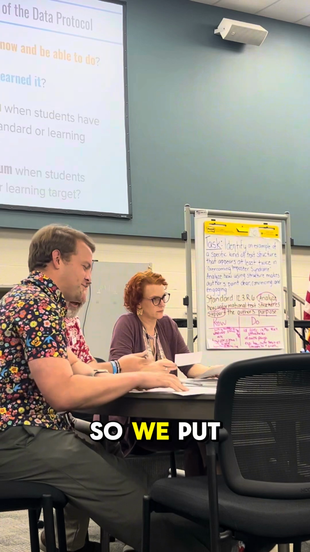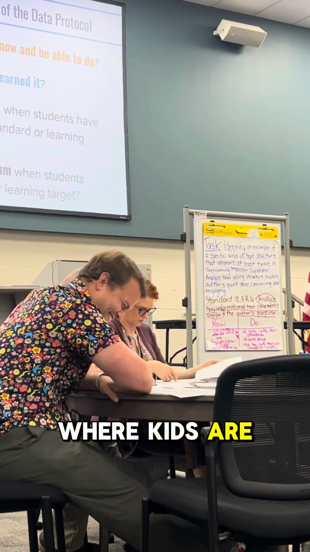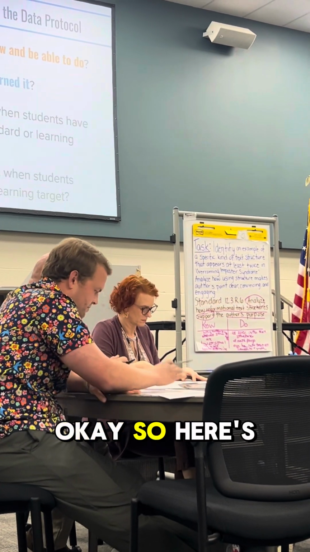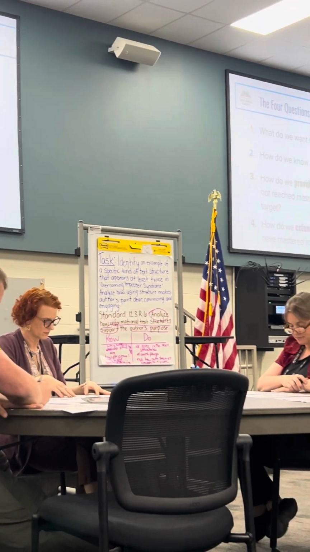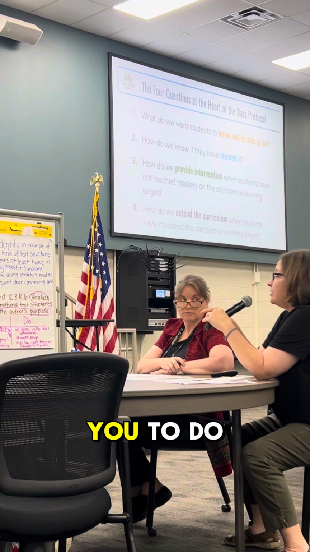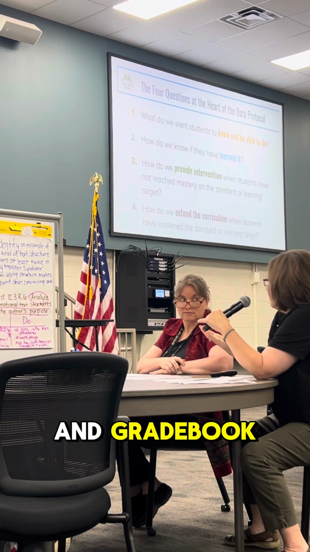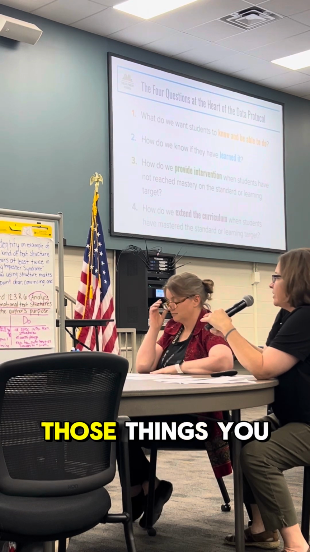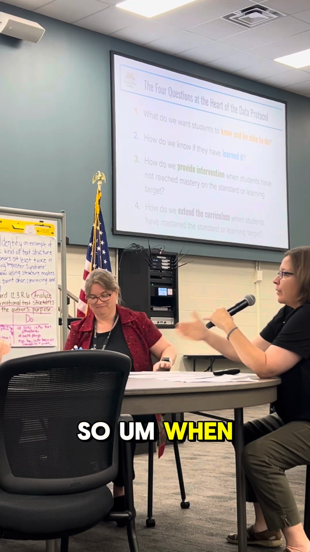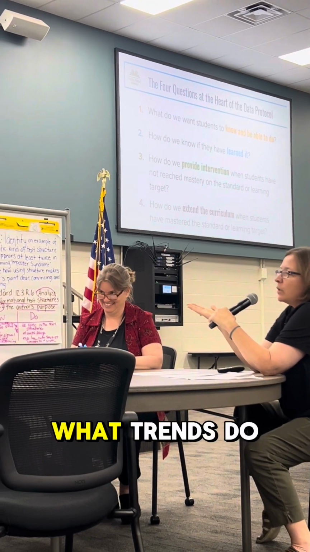So we put a lot of things on our know-do chart, and it looks like there are a lot of places where kids are mixing things up, right? Okay, so here's what we ought to do next. We have some anecdotal data that you just shared, the things you're seeing. What I'd like you to do now is pair up with each other and look at each other's StudySync gradebook, and let's find those things that you just talked about in the actual data. So go ahead and pull up your StudySync data and start talking about what you see, what trends do you notice?